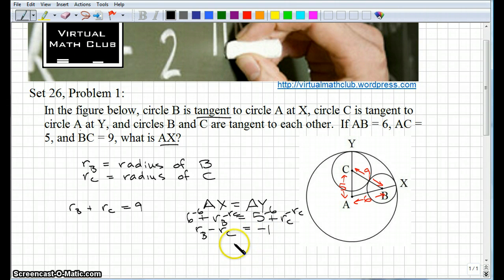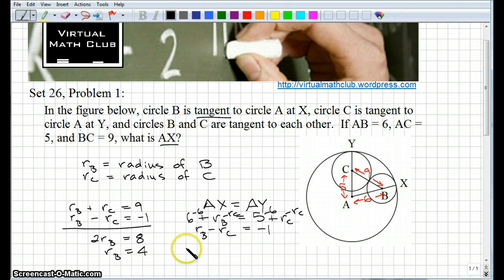Now you can see I have two equations and two unknowns, and that should be pretty easy to solve. That's just basic algebra. So let me rewrite this equation over here: RB minus RC is equal to negative 1. I could solve for one of the variables and do a substitution, but I can see that I have a plus RC and a minus RC. If I add these two equations together, I'll end up with 2 RB, and when I add RC and a negative RC, that's just 0. And when I add 9 and a negative 1, I just get 8. So that tells me that RB is equal to 4.